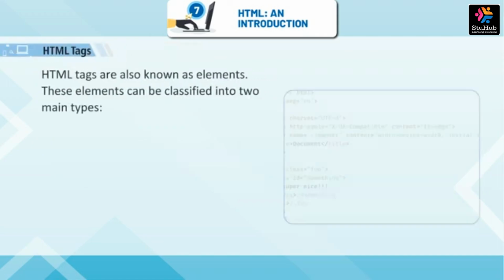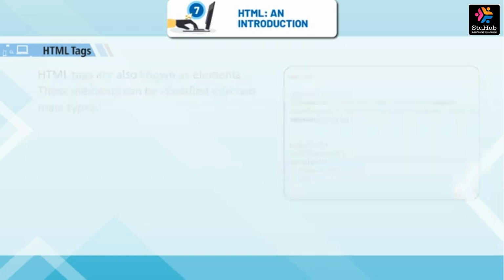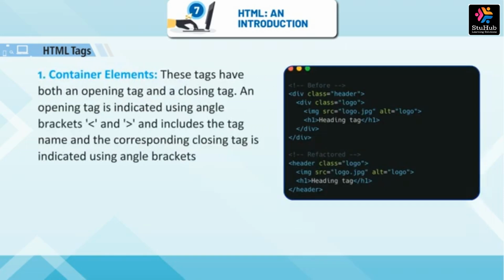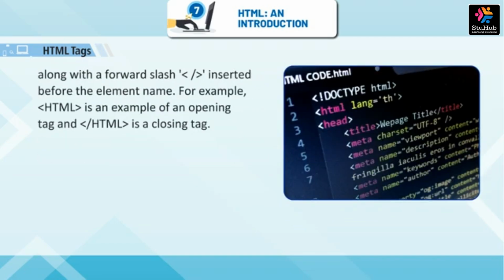HTML tags. HTML tags are also known as elements. These elements can be classified into two main types. Container elements. These tags have both an opening tag and a closing tag. An opening tag is indicated with angle brackets, less than and more than, and includes the tag name, and the corresponding closing tag is indicated using angle brackets along with the forward slash, less than, slash, more than, inserted before the element name.